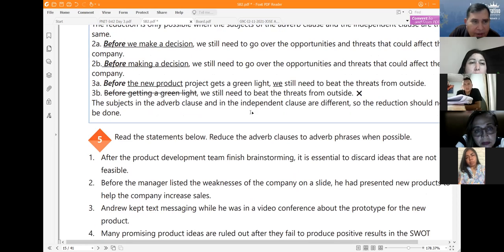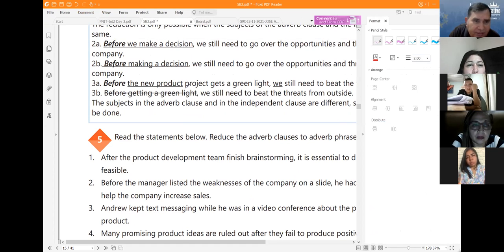Okay, before, eliminate the subject, we, because we have the same we, and transform make to ing: before making a decision. And we have it here, before making a decision. Okay, so before making a decision, we still need to go over the opportunities and threats that could affect the company. Okay, three, before the project gets a green light, means gets permission, we still need to beat the threats from outside. Means we have to defeat, we have to eliminate the threats from outside. All right, my friends, let's say here, the new product. Okay, el nuevo producto. So we have like the new product. And over here we have what? We.